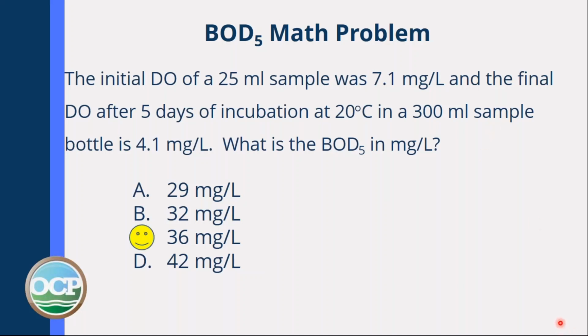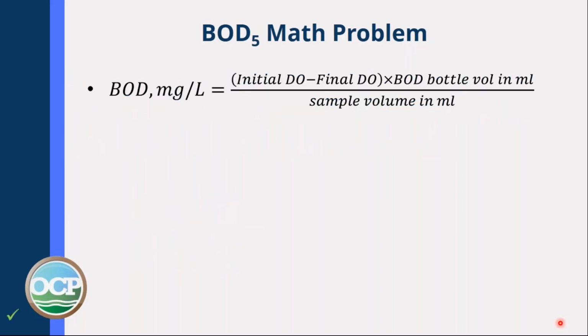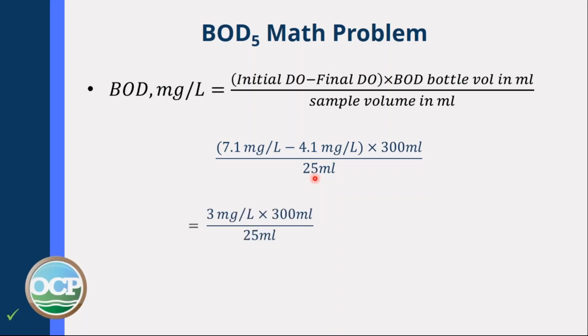So the answer is 36 milligrams per liter of BOD5 in the sample. So here is the formula. Those are the numbers that we had. Initial DO of 7.1, final DO of 4.1. Notice from the other problem we worked out, we have a slightly different sample volume. And if we put all those numbers together, we should get our 36 milligrams per liter.